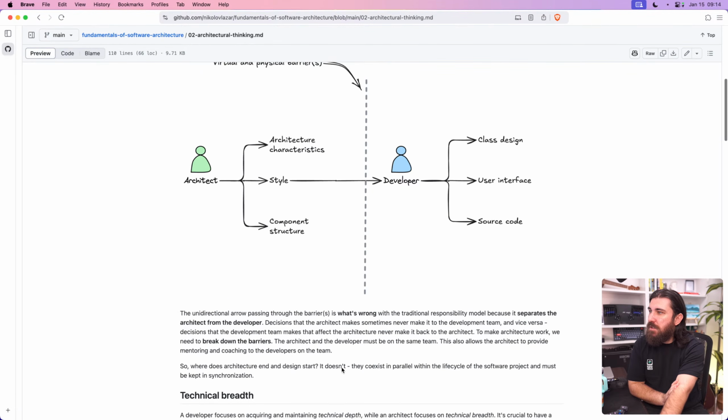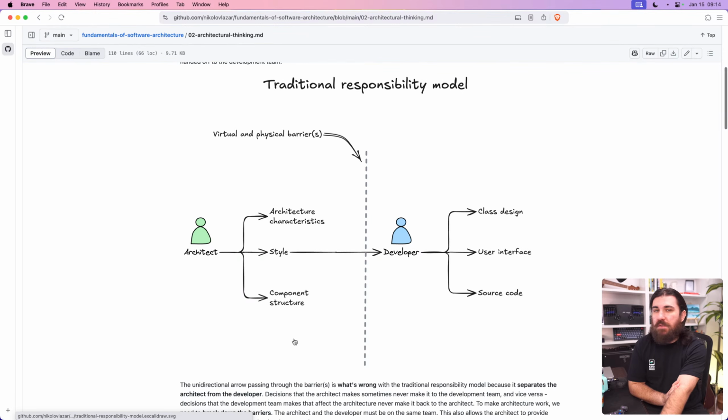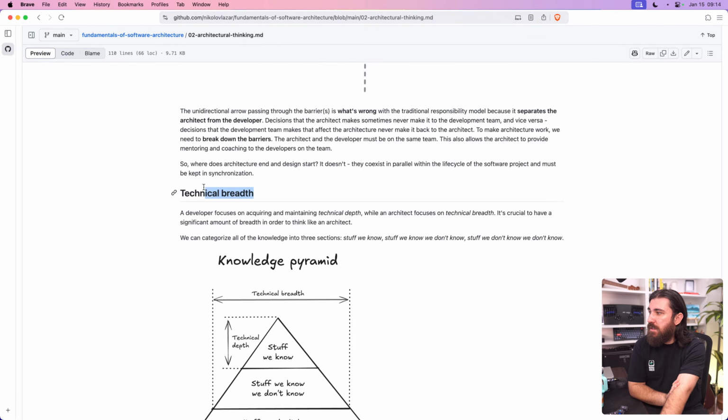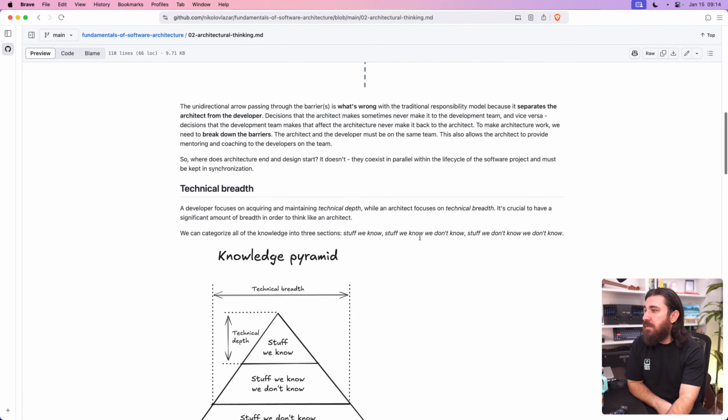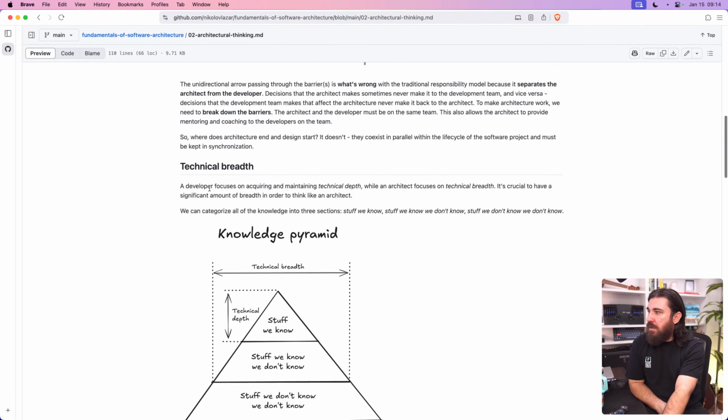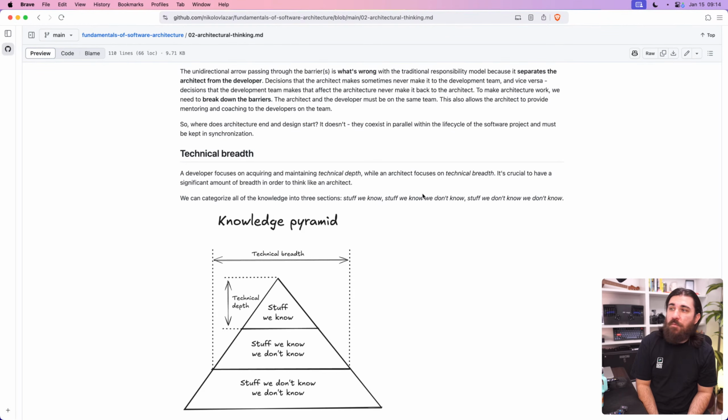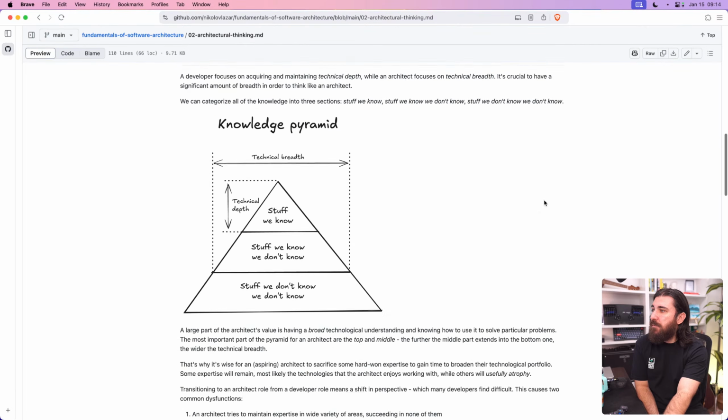Right, so that was the first aspect: architects and developers working together. The second one is architects having a decent technical breadth and why that is important. A developer focuses on acquiring and maintaining technical depth, while an architect focuses on technical breadth. It's crucial to have a significant amount of breadth in order to think like an architect.